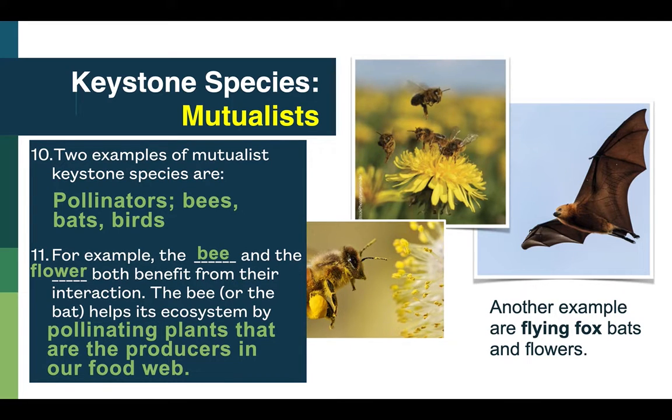And as you know, plants are the producers and they're the base of our food web, and so they keep our food web healthy. So I have, for example, the bee and the flower both benefit from their interaction. The bee helps its ecosystem by pollinating plants that are the producers in our food web. Remember how I told you that in some countries they don't have bees anymore, so it's someone's job with a Q-tip to go pollinate all of the plants, like dip pollen on a Q-tip and then stick it on each flower. So thank goodness we have mutualists like bees to do that for us.